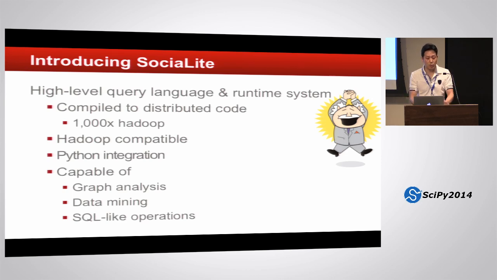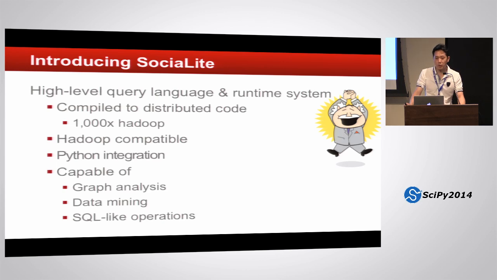It's a high-level query language plus a runtime system. You implement your analysis algorithm in high-level queries, and the queries are compiled to parallel and distributed code. The compiled code is very efficient. It could be up to 1,000 times faster than an equivalent Hadoop program if you run it on an InfiniBand network. Even if you run it on 10 gigabit Ethernet, it can be up to a few hundred times faster than equivalent Hadoop. And even compared to some hand-optimized C code, the performance can be close to that of the manually optimized C code.